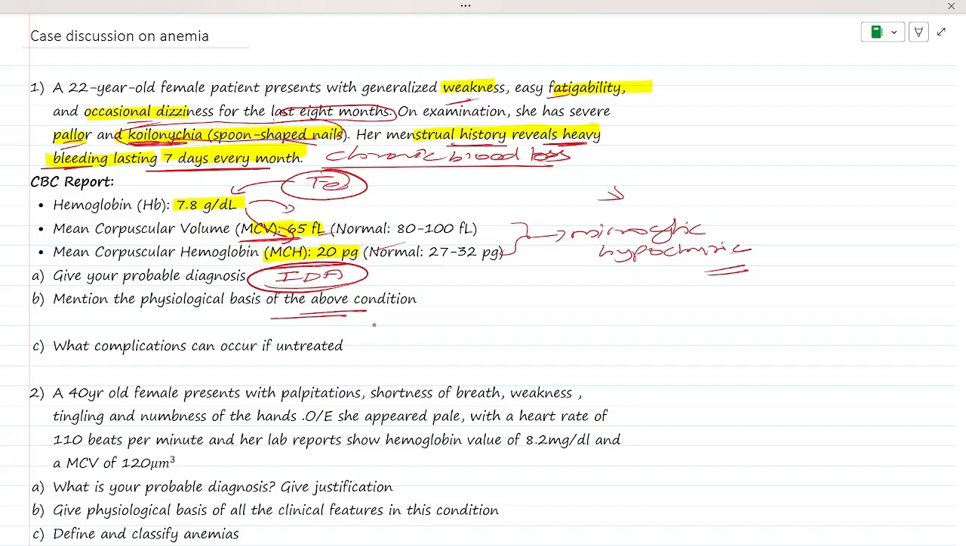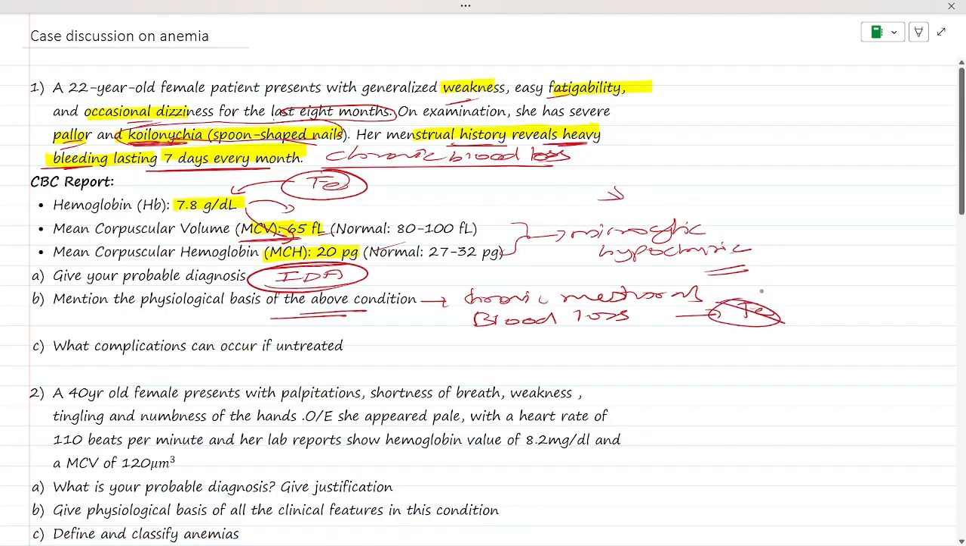So what is the physiological basis? It is due to chronic menstrual blood loss. Due to this chronic menstrual blood loss, iron is lost from the body, leading to iron deficiency anemia. Now the third question: what complications can occur if untreated?